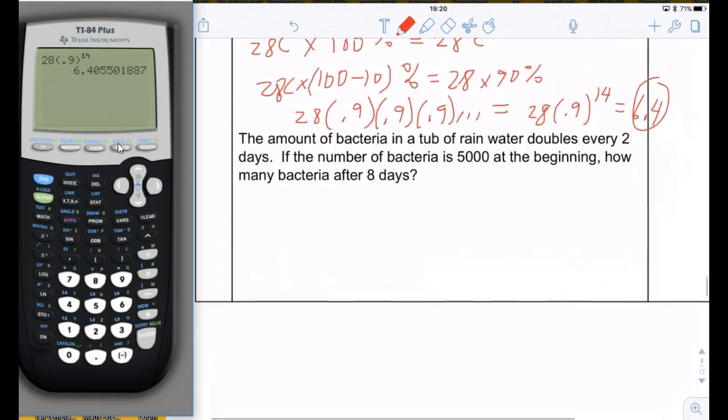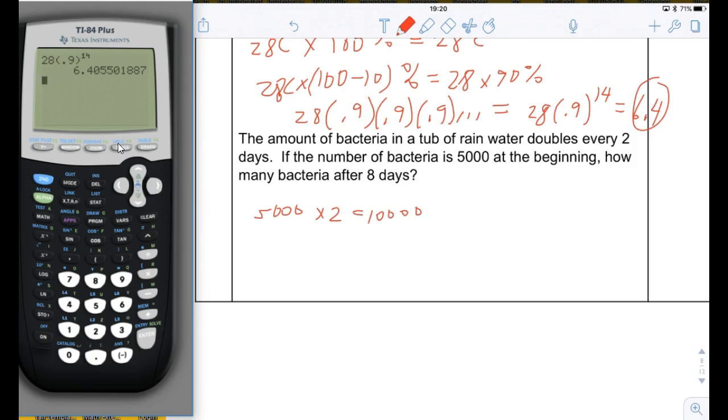Okay, the amount of bacteria in a tub of rainwater doubles every 2 days. If the number of bacteria is 5,000 at the beginning, how many bacteria after 8 days? So, 5,000 is the initial amount. If I double, it's going to be 10,000. If I double after that, it's going to be 20,000, etc.